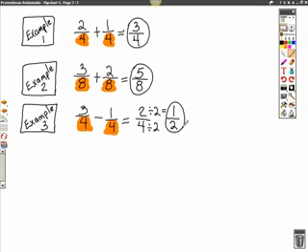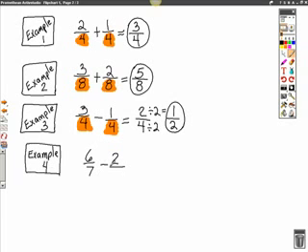Okay, let's take a look at one more example with like denominators. We're going to call this example number 4. Here we're going to have 6 over 7 minus 2 over 7. Once again, we must first take a look at our denominators and determine if they are alike. In this case, we have a 7, and in this case, we have a 7. So they are indeed alike. So we can move that straight across and put the denominator of 7 in our answer.